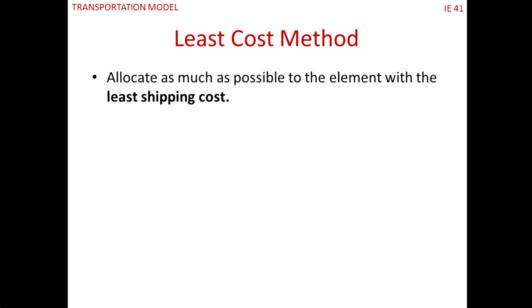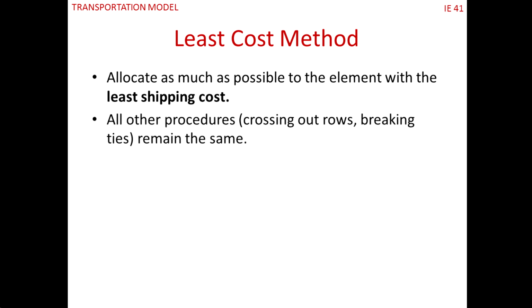It is very similar to the northwest corner method, except we allocate as much as possible to the element with the least shipping cost instead of the northwest element. All other procedures, such as those regarding crossing out rows or columns and breaking ties, remain the same.